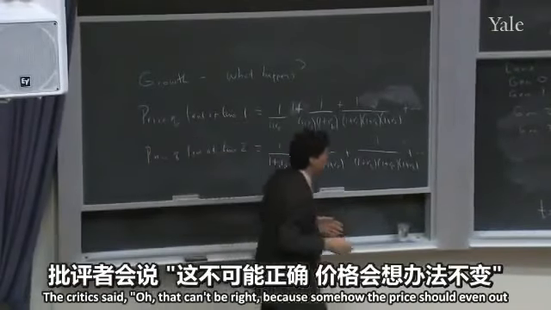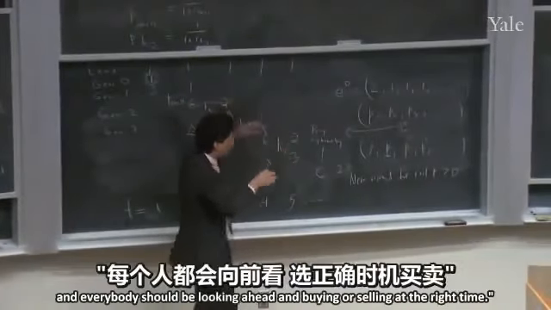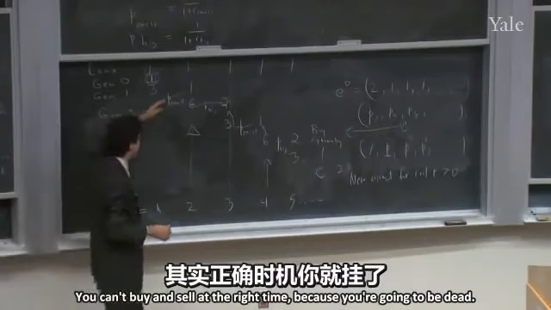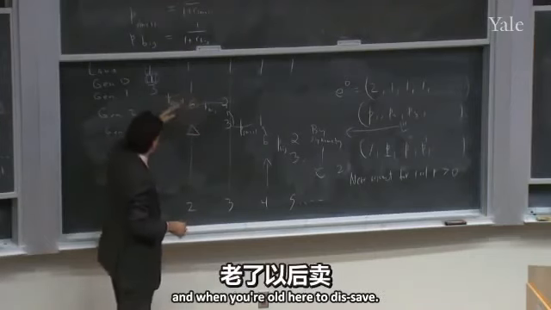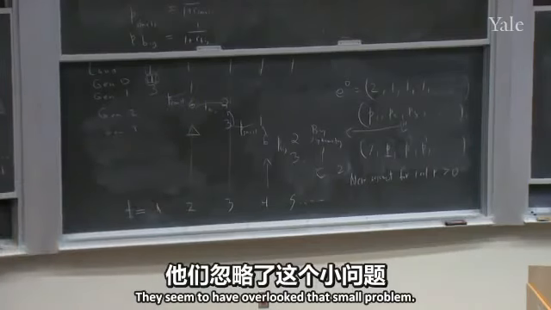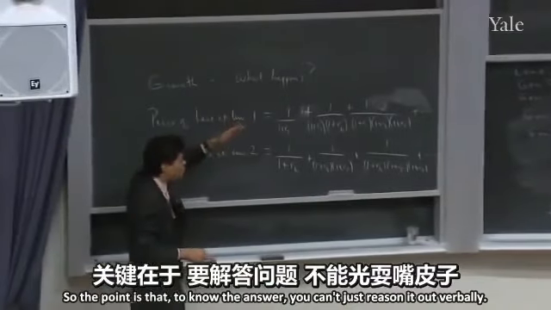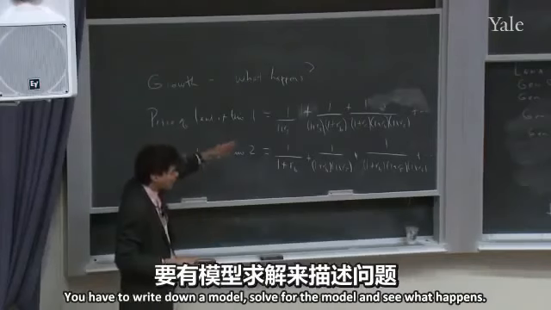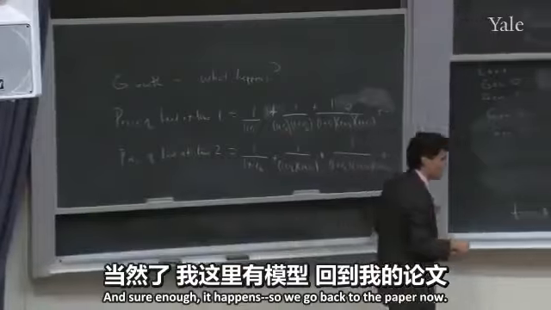The critics said, oh, that can't be right because somehow the price should even out and everybody will be looking ahead and buying or selling at the right time. You can't buy and sell at the right time because you're going to be dead. So you don't have much choice except when you're young to save and when you're old to dissave. So they seem to have overlooked that small problem. So anyway, the point is that to know the answer, you can't just reason it out verbally. You have to write down a model, solve for the model, and see what happens. And sure enough, it happens.